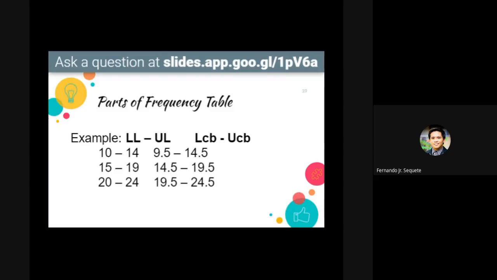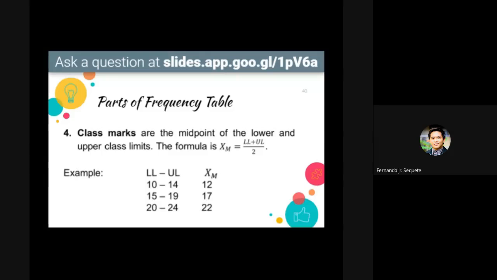Next would be class marks. This is another part of your frequency table, and I give emphasis to this because for your first activity, you have to identify all the parts of your frequency table and gather their values.